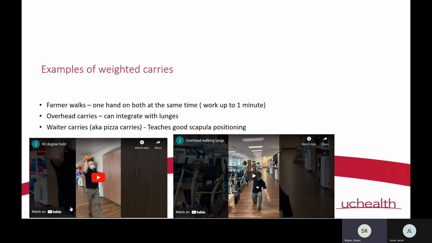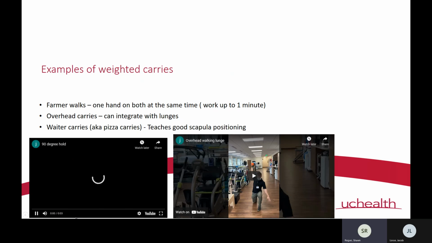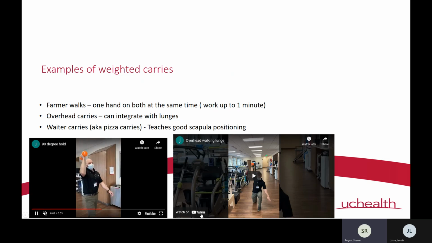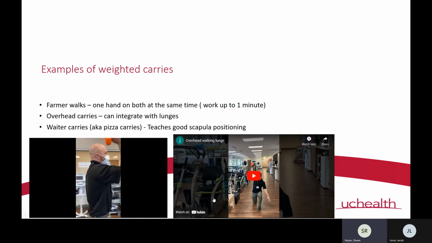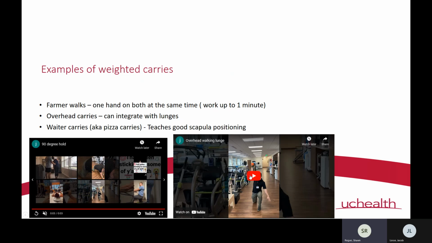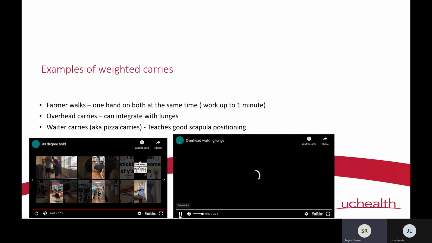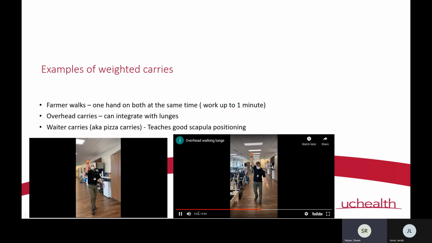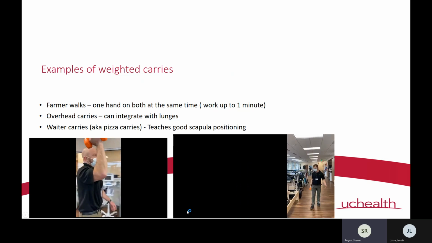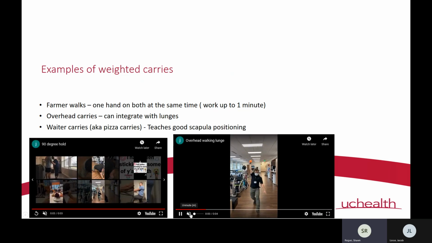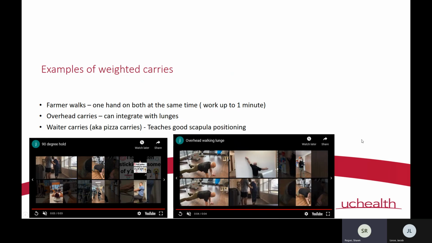A couple examples here that we just took in the clinic, and you can look at these videos at your leisure. But this is just going to be an example of what we call a waiter's carry or a pizza carry. If you like pizza, you'll get the idea. And here's Jake working on an overhead lunge carry. So that's an awesome one for the legs, and holding that shoulder up and stabilizing it overhead.